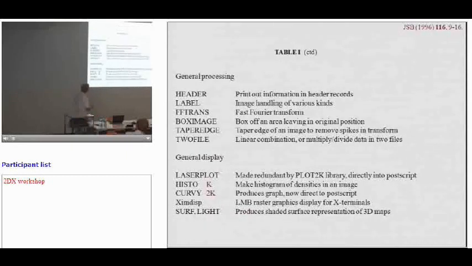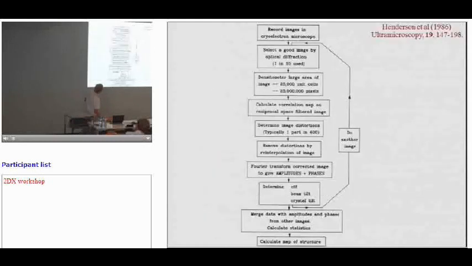And these were the general purpose programs that people still use, including XIMDISP, which is the MRC equivalent of WEB or IMAGIC or EMAN and so on. Okay, so this was our original simplified flow diagram. And I'm showing this because I'm just going to show you two or three slides from that paper.